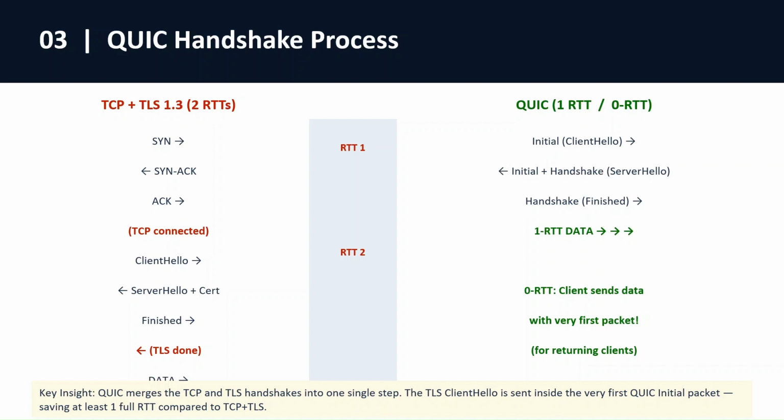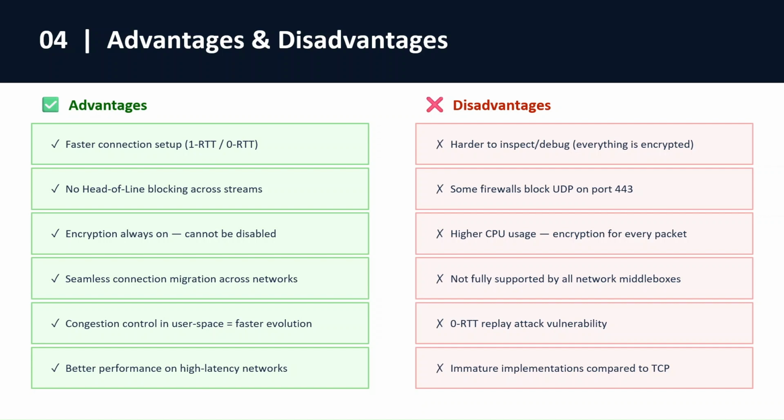Wi-Fi to 4G, 5G. So moving on to the next slide, what are the advantages and disadvantages of the QUIC model? It has faster connections, that is 1-RTT, 0-RTT. On the other hand, the other two protocols didn't have this. No head-of-line blocking across streams. Encryption always on, cannot be disabled. Seamless connection migration across networks. Congestion control is in user space. That means faster evolution. Better performance on high latency networks.